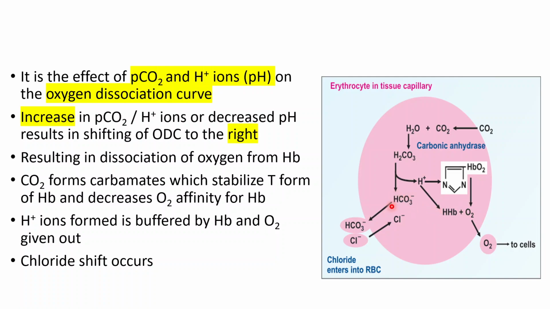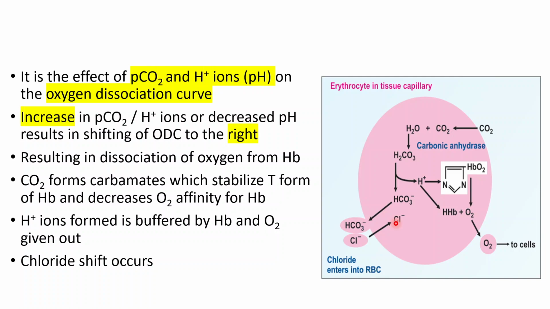The bicarbonate which is produced comes out of the RBC, and as a result, to maintain electrical neutrality, chloride ions go inside. This is known as chloride shift. So this is all about Bohr's effect: how a decrease in pH, or an increase in H positive ions or partial pressure of carbon dioxide, affects the oxygen dissociation curve.